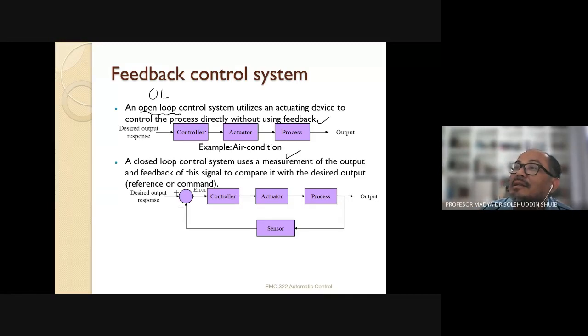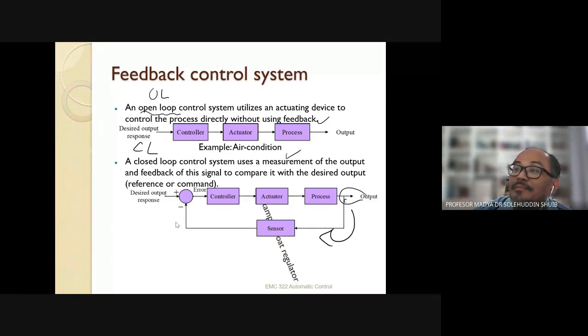Another one I mentioned is the closed loop control system. This is open loop, this is closed loop. A closed loop control system uses a measurement of the output, and then we have the feedback of this signal. So there will be a sensor there, which compares the desired output with the reference command. The process goes this way: controller, actuator, process, and then you have the sensor, which gives you the feedback of this signal for comparison with the desired output response.